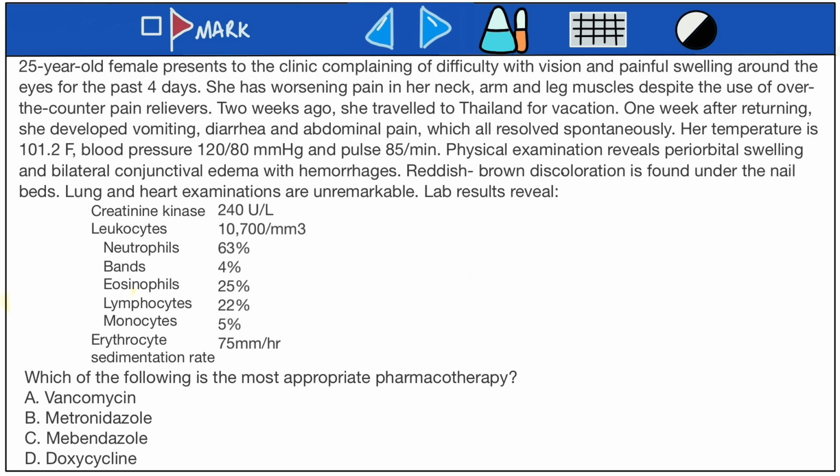The lab results reveal the following: creatinine kinase 240, leukocytes 10,700, neutrophils 63%, bands 4%, eosinophils 25%, lymphocytes 22%, monocytes 5%, and erythrocyte sedimentation rate at 75. Which of the following is the most appropriate pharmacotherapy?